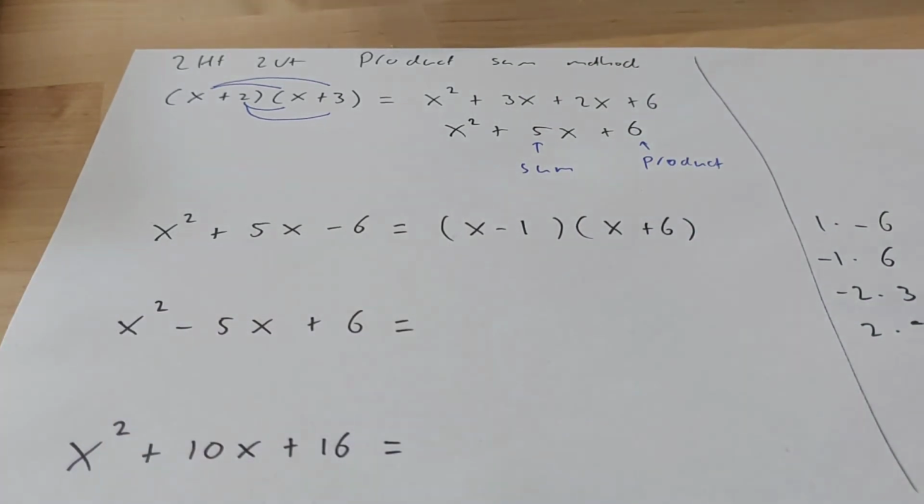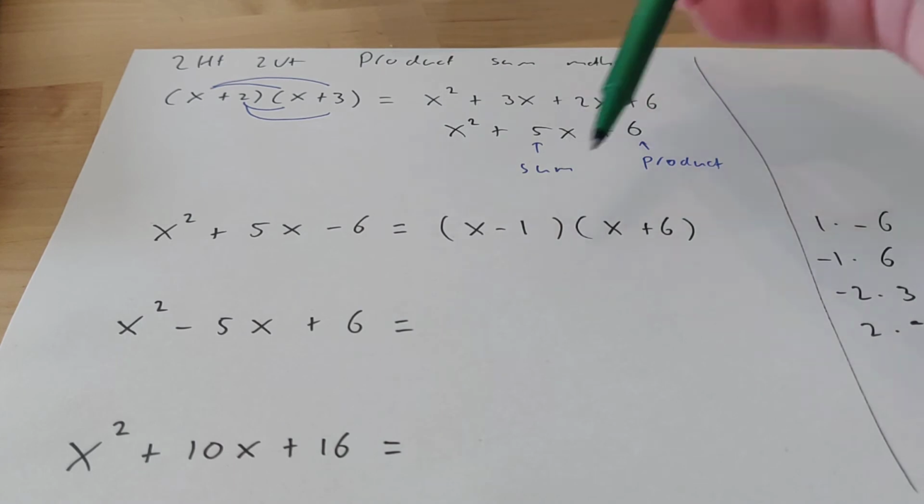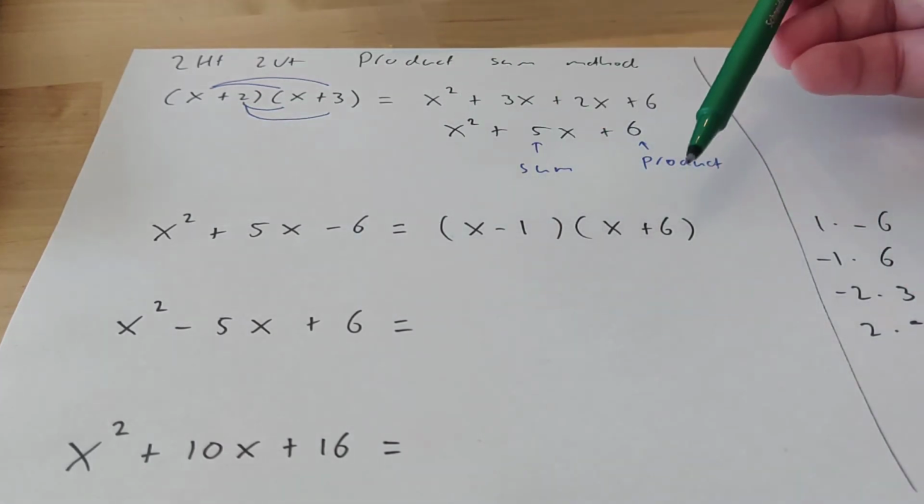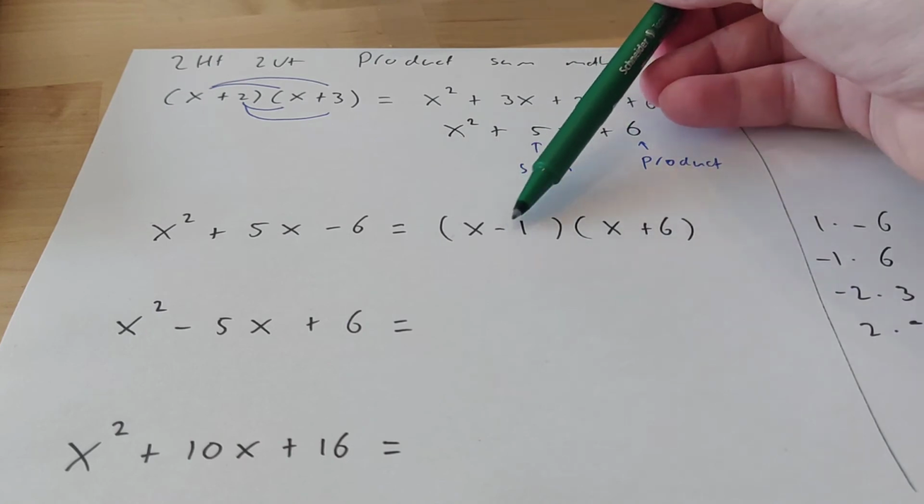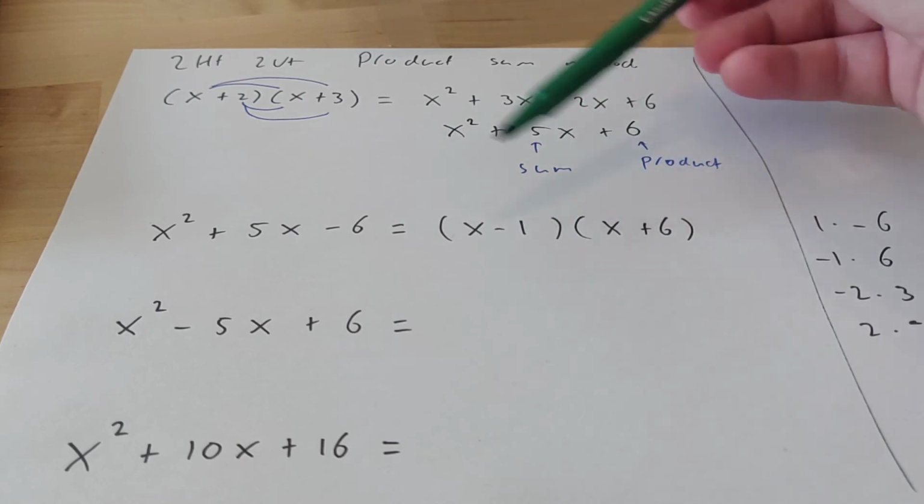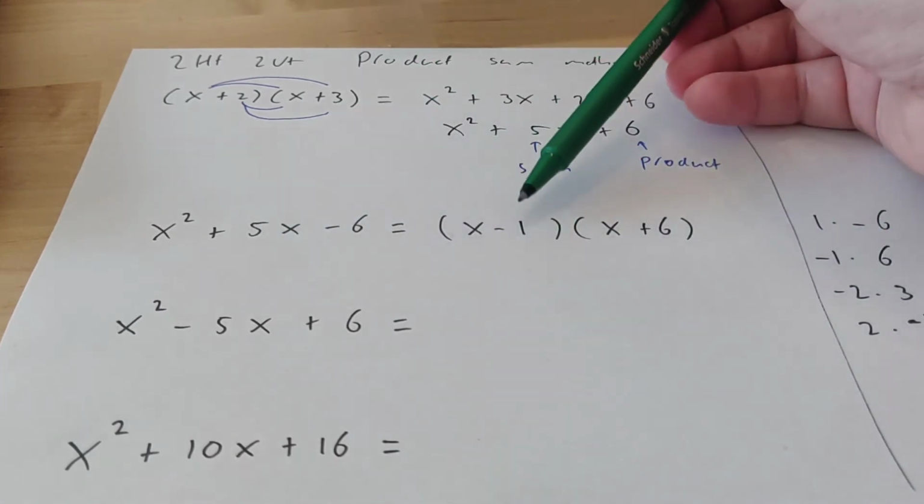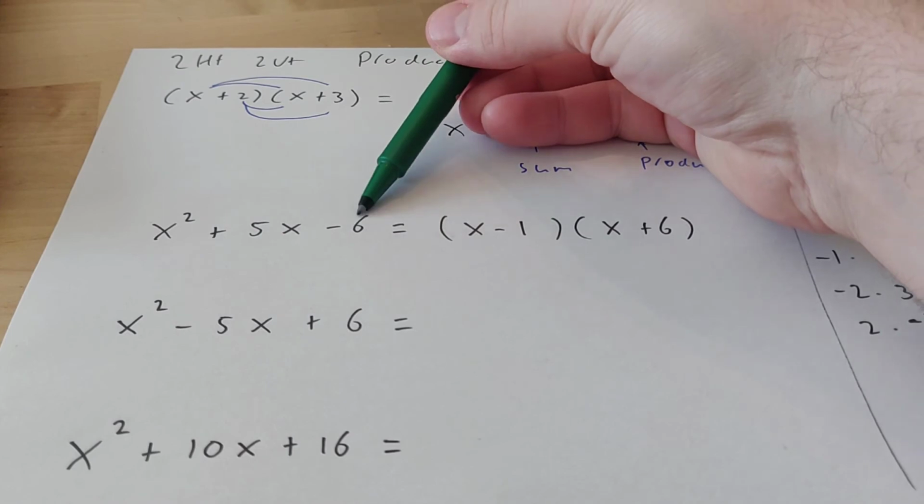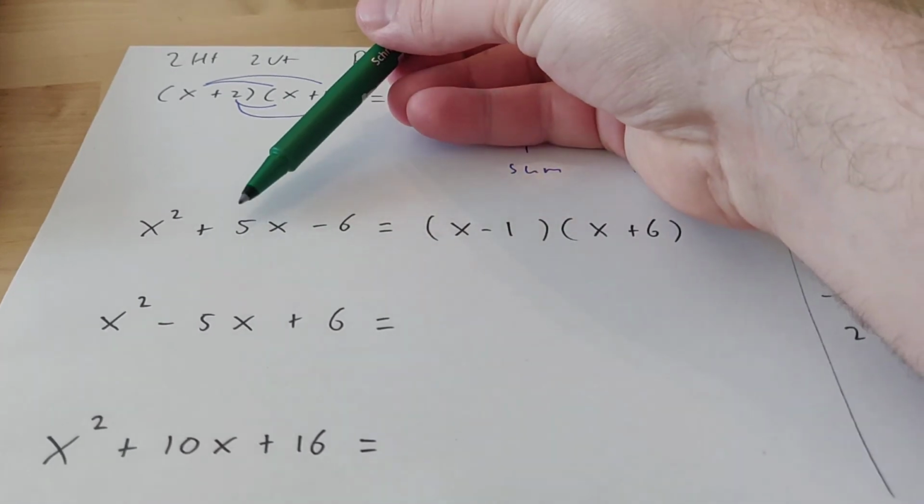Now once you have your answer, you can always check it, because if you work out the brackets now, x times x is x squared, x times 6 is 6x, minus 1 times x is minus 1x, so when you combine that you get 5x, and minus 1 times 6 is minus 6. Yeah, so you always have to find two numbers. If you multiply them, you get that, and when you add them, you get that.